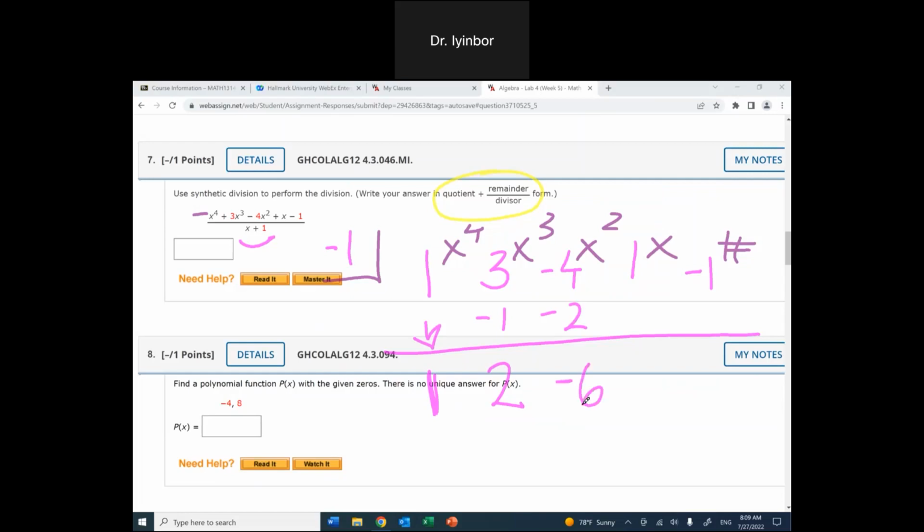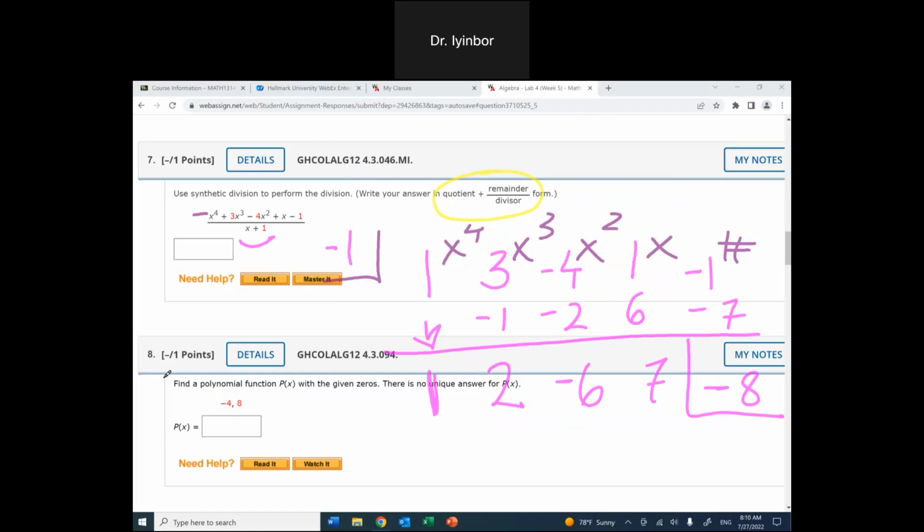-6 times -1 is +6. Add it with 1 is 7. 7 times -1 is -7. And -1 is going to be -8. So the remainder is -8, and now I have to bring down the x's to get the quotient.